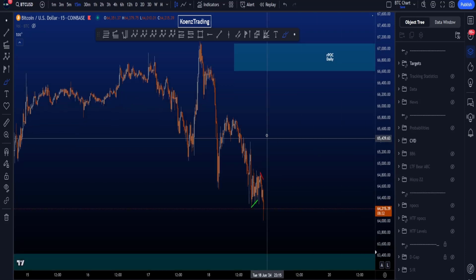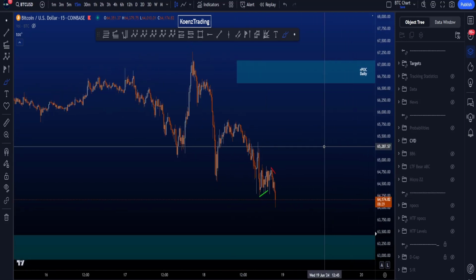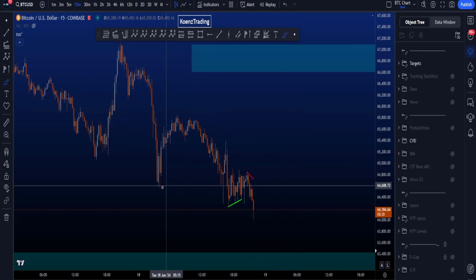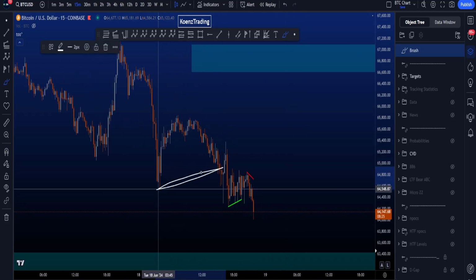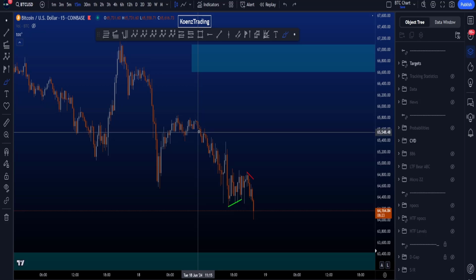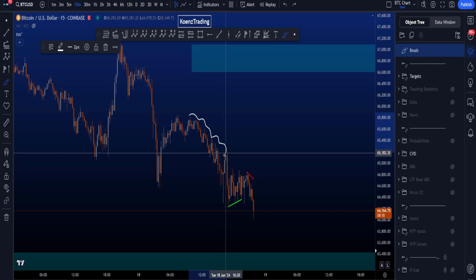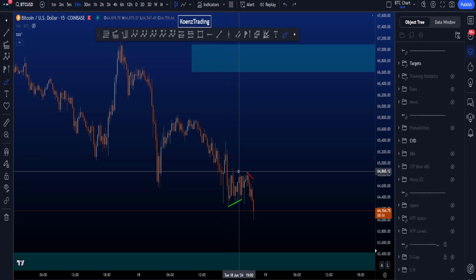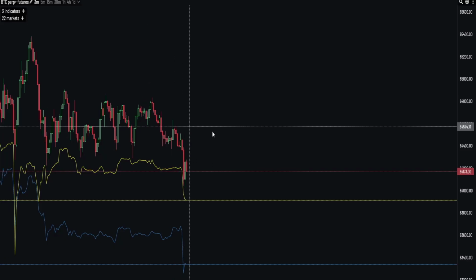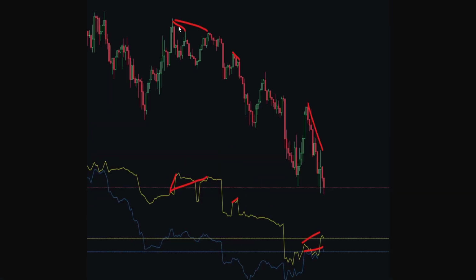With regards to CVD divergences, we actually had a lot of CVD divergences today. On the 15-minute time frame earlier today, we had bullish CVDs here, but as explained and shown in the live stream, we had consistent bearish CVD divergences as price was moving to the downside on the 3-minute time frame, which you can see over here.